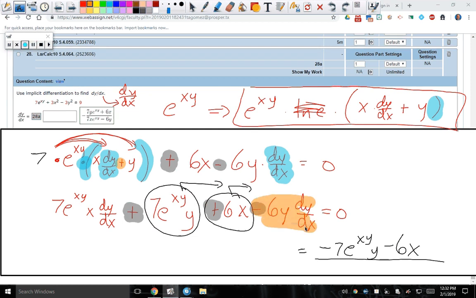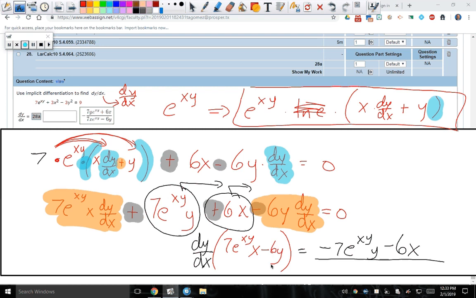This right here is left on the left side, and this is on the left side. And if I were to GCF out a dy/dx, what's left over would be 7e to the xy times x minus 6y, because those are the coefficients that we're multiplying with the dy/dx pieces that you see. And then just divide this over by making it into the denominator, and there's your answer.